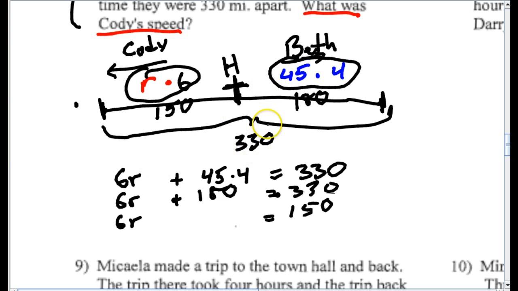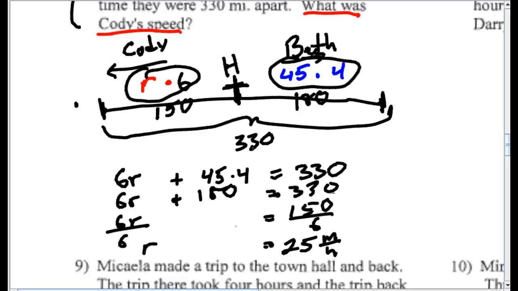So same question. But the 330 miles apart, we know Beth's 180. We take off 180 from 330. So the 150 miles left, we know Cody did that in 6 hours. So 6 times what equals 150. So Cody's rate is 25 miles per hour. At 25 miles per hour, he'll be 150 miles away, and then all together, those will add up to 330.